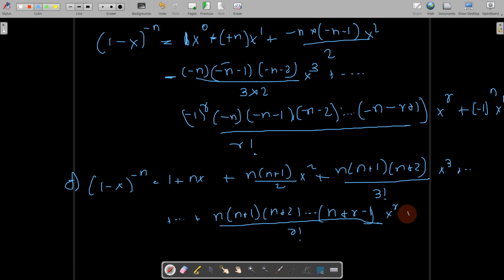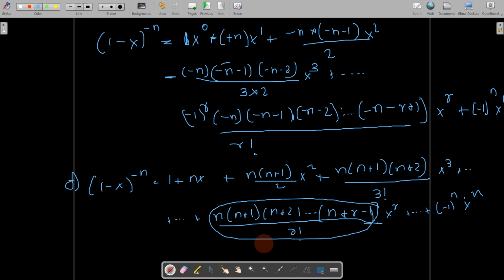Okay. Fine. Plus so on plus minus 1 to the power n, x to the power n. Okay. So how can we write this general term? Can we write it like this?